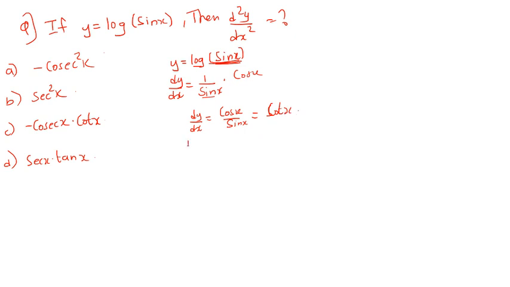Now again differentiating, because I have to double differentiate. Again differentiating with respect to x. So what happens here? d square y by dx square is equal to, now the differentiation of cot x is what? Minus cosecant square x. So this is your answer. It is that easy.